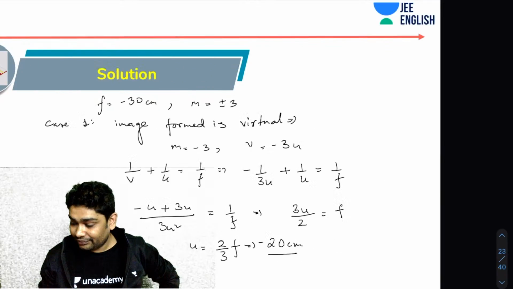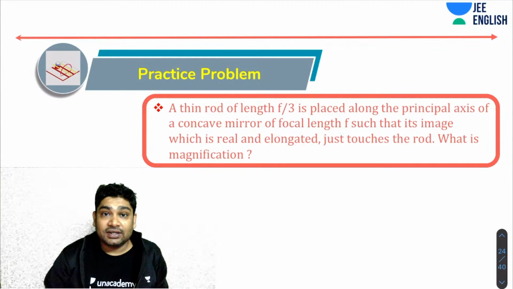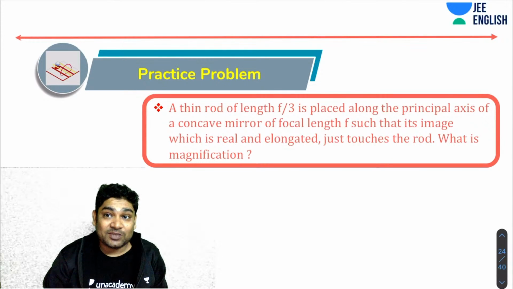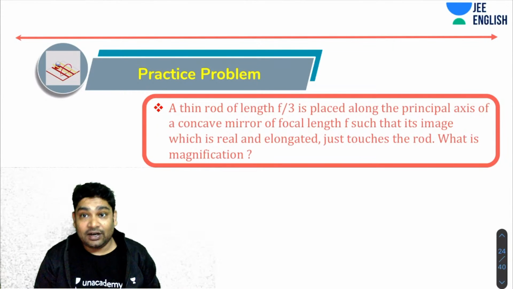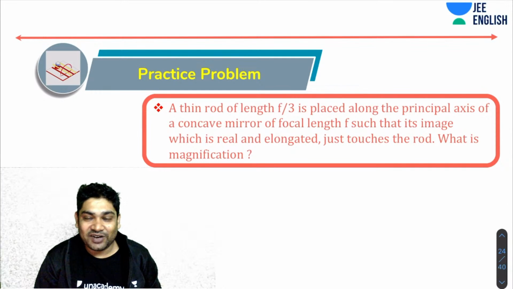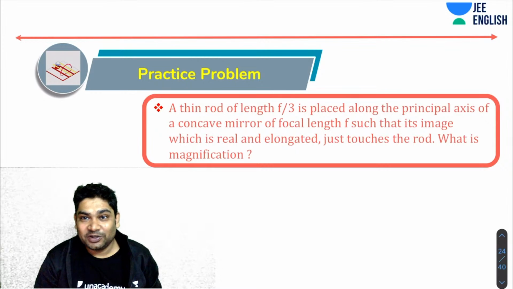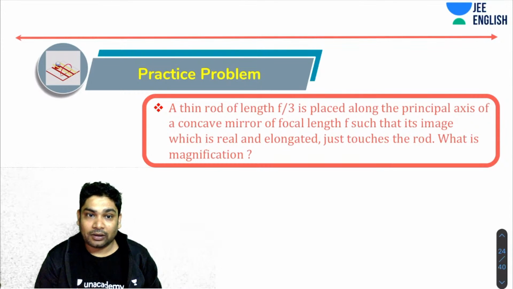Now let's talk about this question. This question tells you that a thin rod of length f by 3 is placed along the principal axis of a concave mirror of focal length f such that its image, which is real and elongated, just touches the rod. What will be the magnification? So this should be interesting. Try and solve this.